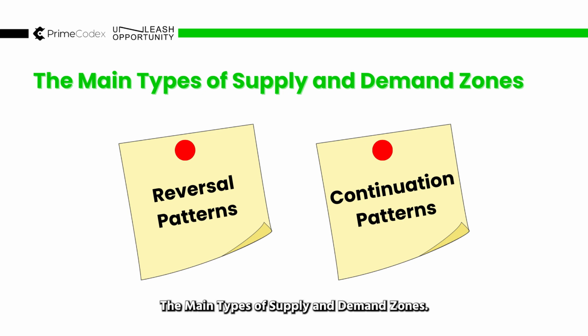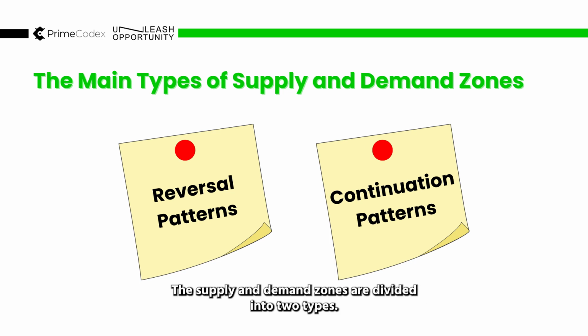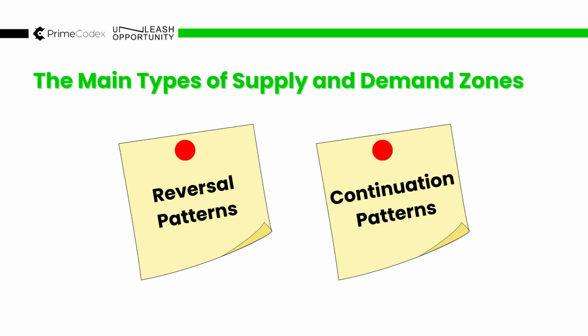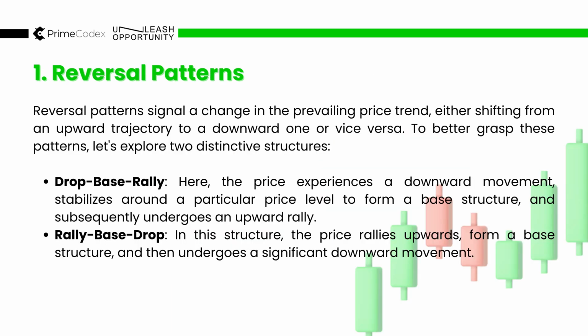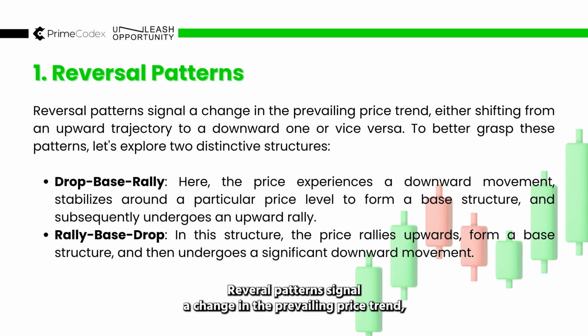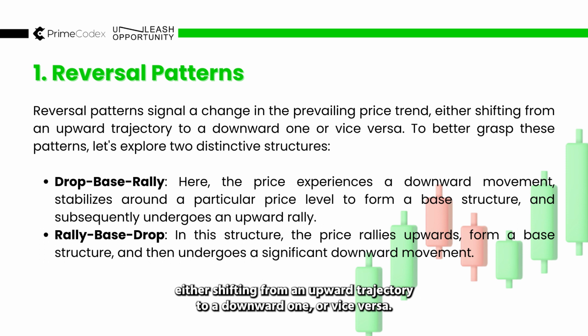The main types of supply and demand zones. The supply and demand zones are divided into two types: reversal patterns and continuation patterns. Okay, let's break down these two types of supply and demand zones. First, reversal patterns. Reversal patterns signal a change in the prevailing price trend, either shifting from an upward trajectory to a downward one or vice versa. To better grasp these patterns, let's explore two distinctive structures.